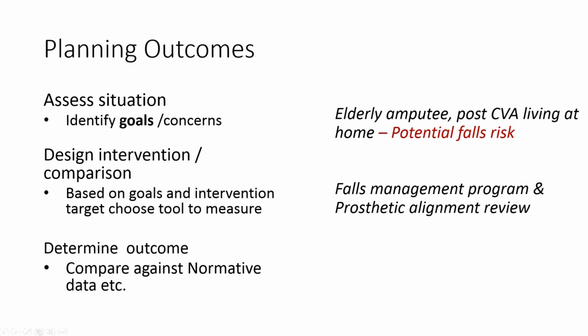And then the outcome that we might use might be something like a falls diary, which is a self-reported method of reporting how many falls someone has. Or we might use a more validated, repeatable test, something like the Berg balance test, which can evaluate those interventions and how they've affected the person.